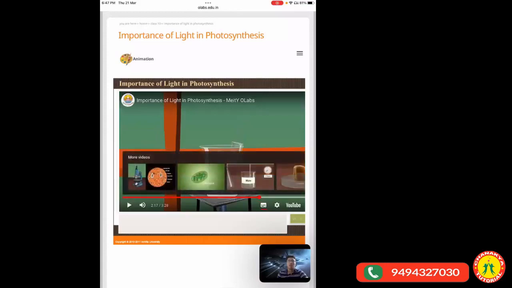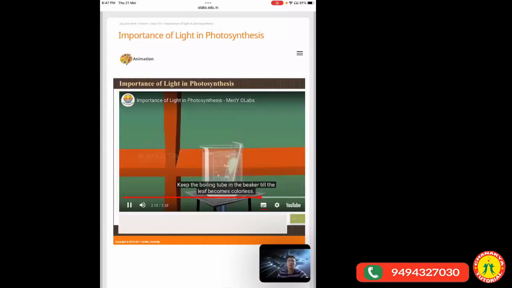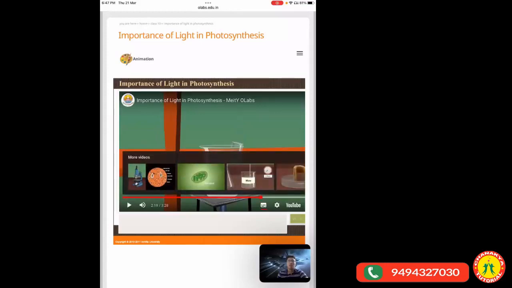Now, the reason actually, after boiling the leaf for some 5 to 10 minutes, why they are again boiling it in the alcohol is so as to remove the color, which is called decolorization. So decolorization of the leaf is done with the help of the alcohol.